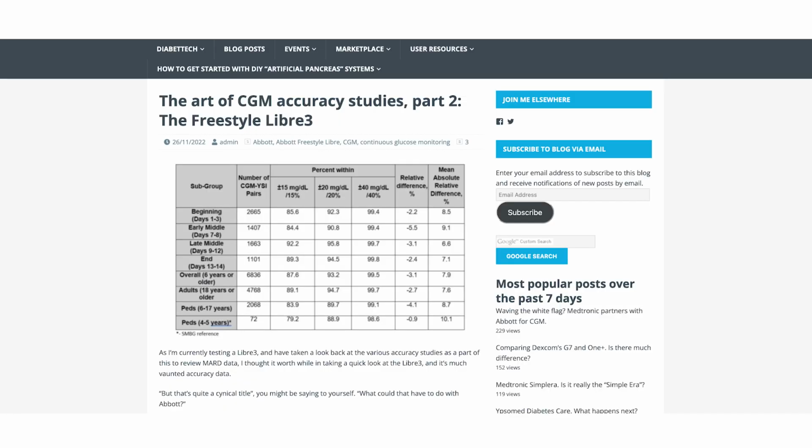Another one of your posts was aimed more, it was a continuation of your original. It was aimed more at the Libre 3 sensor. This is a couple years ago when it received clearance, in that you say that the Libre 2 and the Dexcom G7 sensors accuracy was done with the gold standard techniques, and they had similar approaches and outcomes. What did you mean by that?